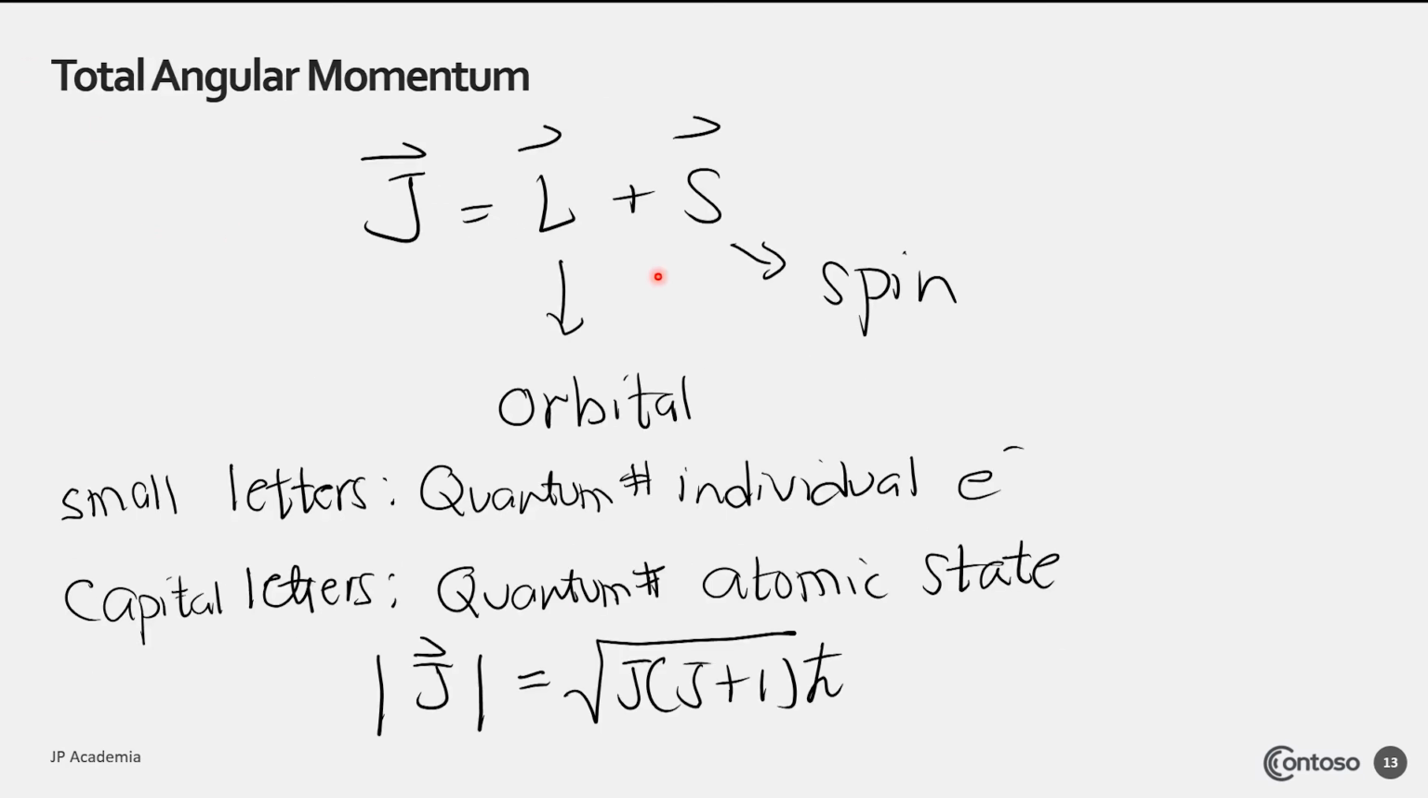We have defined two angular momenta. First, the orbital angular momentum, and second, the spin angular momentum. The total angular momentum J is expressed as the vector sum of the orbital and spin angular momentum. Small letters are used for quantum numbers, or number of states, of individual electrons, while capital letters are used for quantum numbers representing the atomic states. Lastly, the magnitude of the total angular momentum is expressed as shown here.